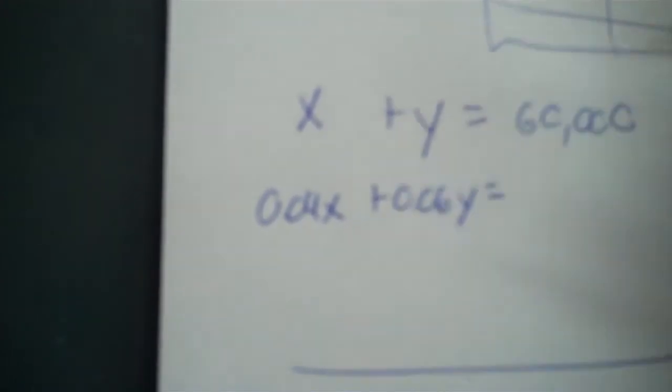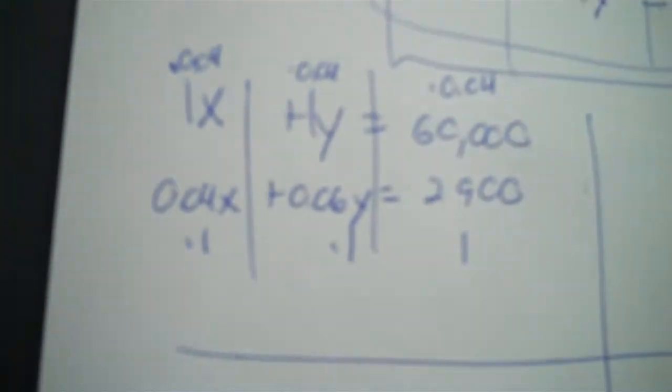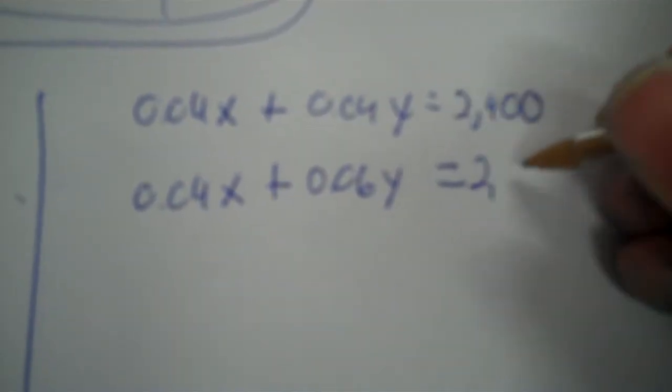Okay, so I stack those, and I use elimination. X plus Y equals 60,000. 0.04X plus 0.06Y equals 2,900. Okay, make your columns. So times 0.04, times 0.04, times 0.04, and then 1, 1, 1. So you're going to get 0.04X plus 0.04Y. 0.04 times 60,000, it's going to be 2,400. Okay, then the bottom, 0.04X plus 0.06Y, and then 2,900.